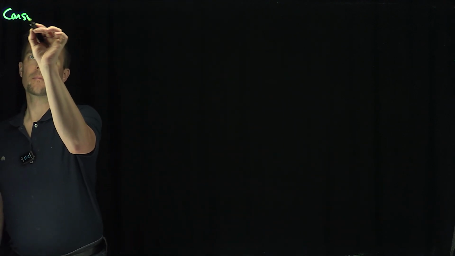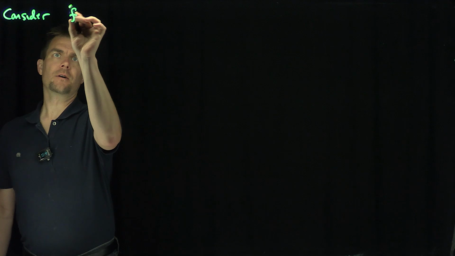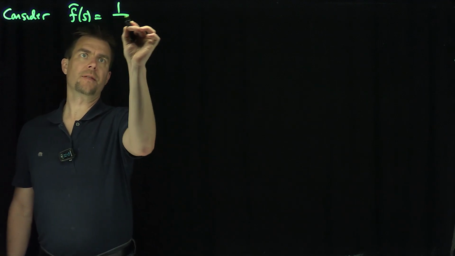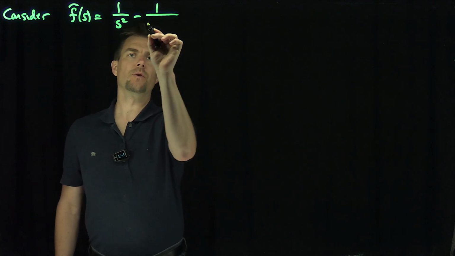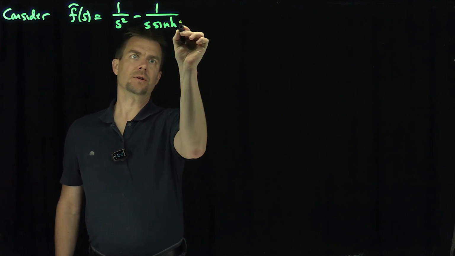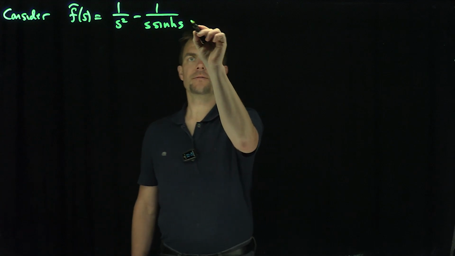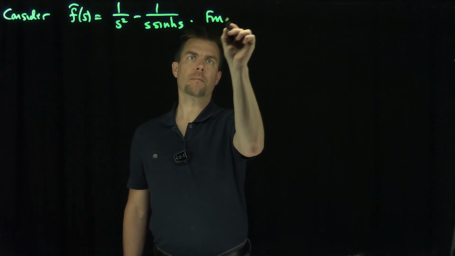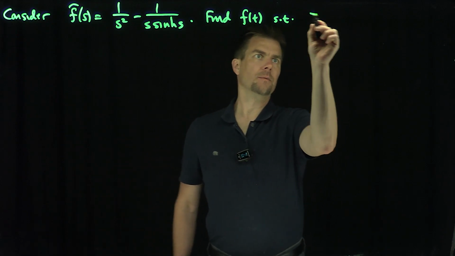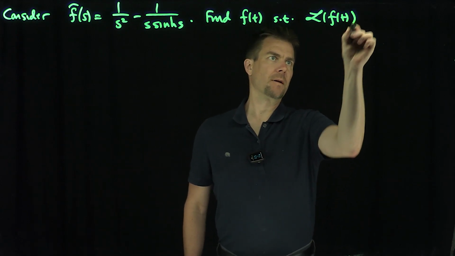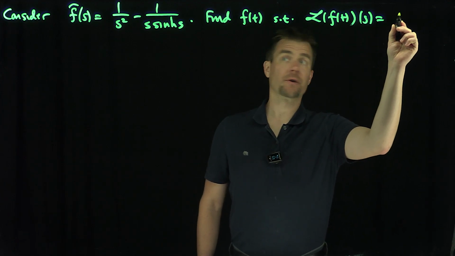Hello students, in this video we'll find an inverse Laplace transform that is represented by a Fourier sine series. Let's consider the function that has this Laplace transform, 1 over s squared minus 1 over s sinh s. Let's find f of t such that the Laplace transform of f of t is given by this function, f tilde of s.